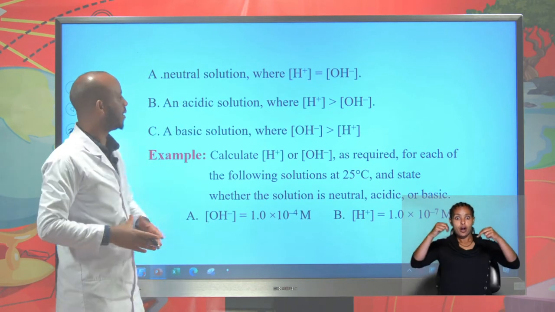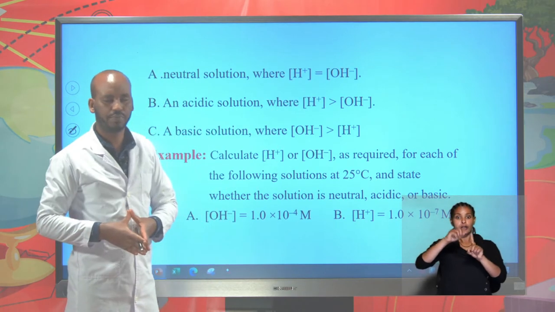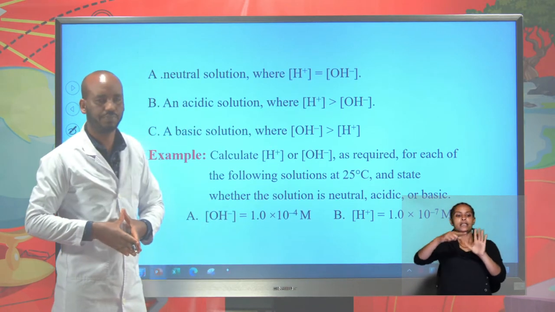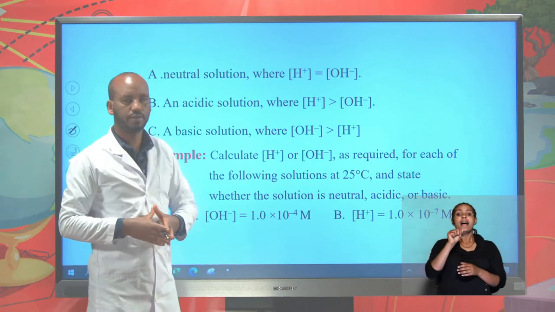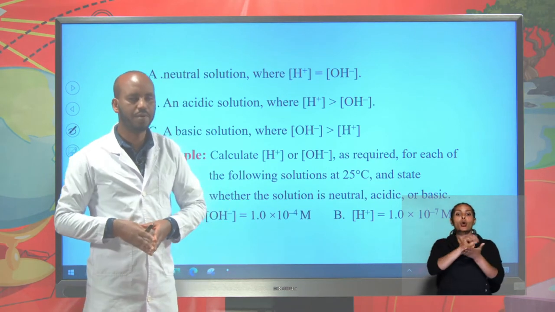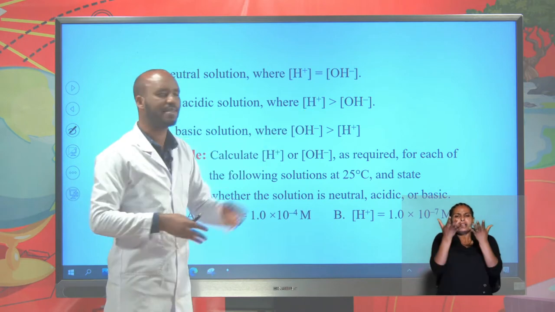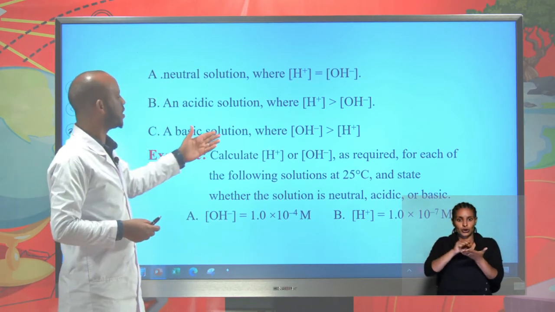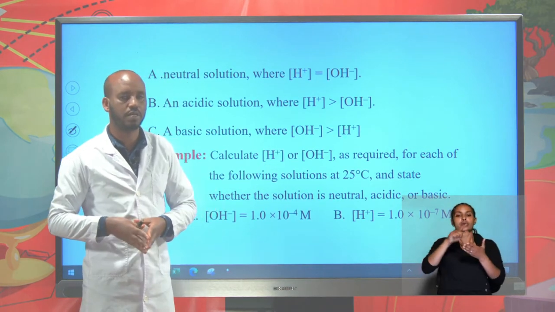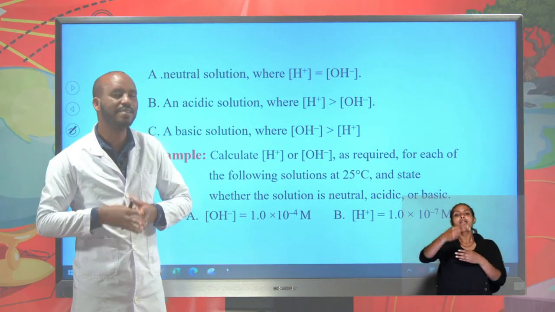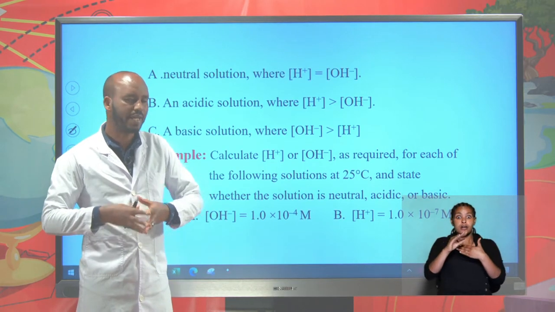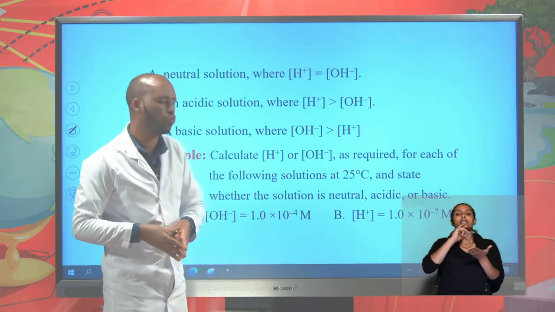Neutral solution, where H plus equals OH minus. For a neutral solution, concentration of H plus equals OH minus. An acidic solution, where H plus concentration is greater than OH minus concentration. A solution is said to be acidic if there is excess H plus concentration in the solution. A basic solution, where OH minus is greater than H plus. A solution is said to be basic if there is excess hydroxide ion in the solution. If hydroxide ion concentration is greater than hydrogen ion concentration, then the solution is a basic solution.